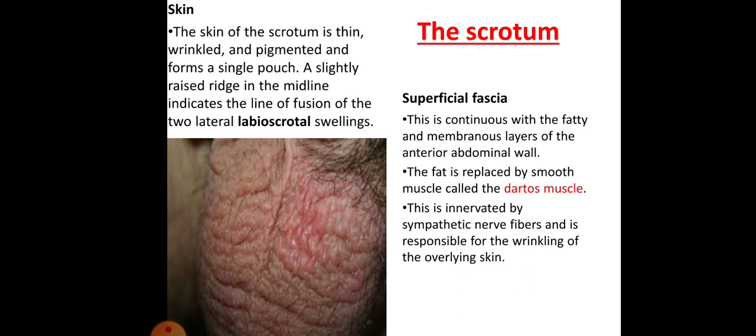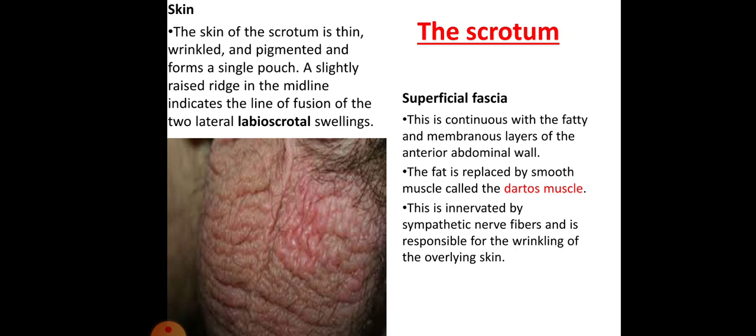Now the skin of the scrotum is thin, wrinkled and pigmented and forms a single pouch. A slightly raised ridge in the midline indicates the line of fusion of the two lateral labioscrotal swellings, since the scrotum develops from two labioscrotal swellings which fuse in the midline during development.